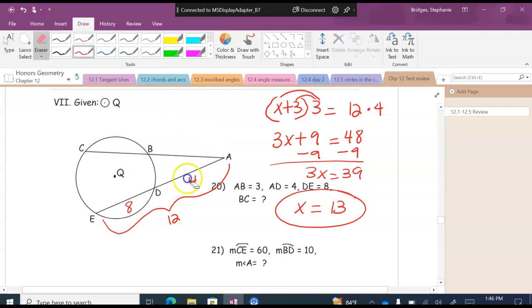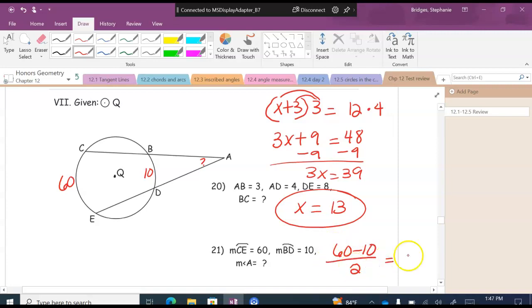All right, then we need to do question 21. It tells me that arc CE is 60. It tells me that arc BD is 10, and it wants to know angle A. Where is that angle, inside or outside? Outside. So what do I do to my arcs? Subtract. The bigger one minus the smaller one divided by 2 is going to give me 25.